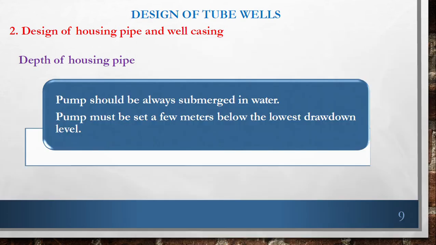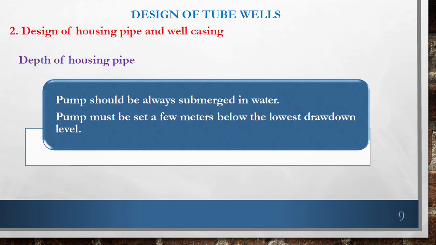Now the depth of the housing pipe. The depth of the housing pipe is nothing but the depth at which we are placing the pump. In case of tube wells, as I have already told you, we are using submersible pumps. Submersible pumps means we are placing the pumps beneath the water. They are working underwater. So always the pump should be beneath the water.